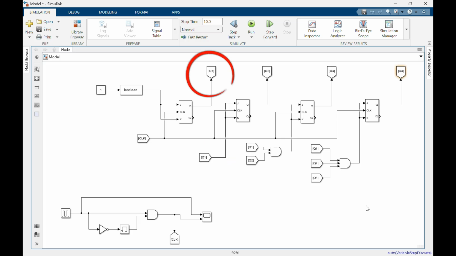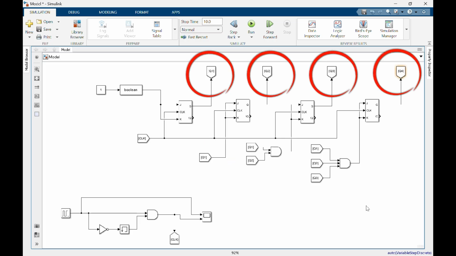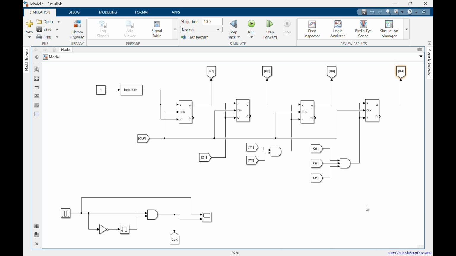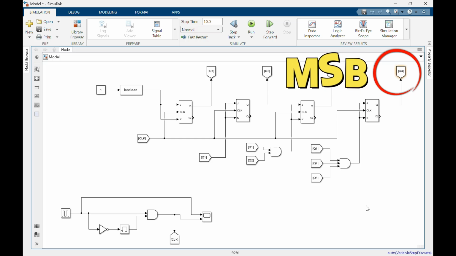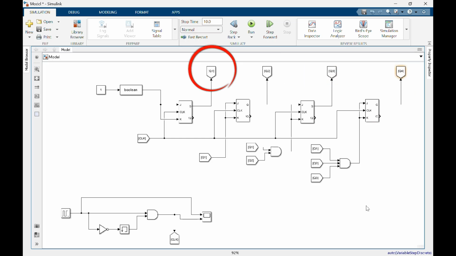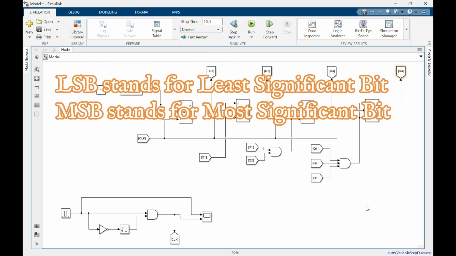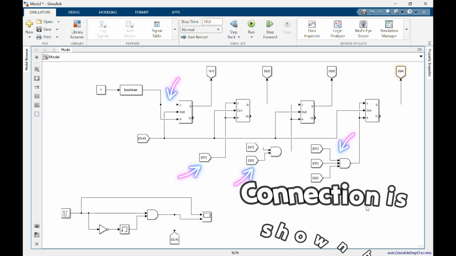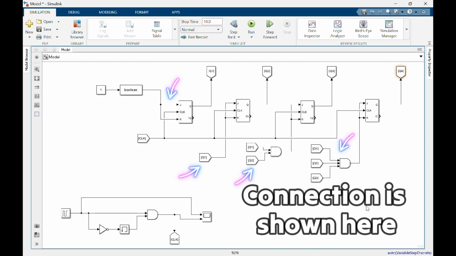Here Q1, Q2, Q3 and Q4 are the outputs of JK flip-flops respectively. Our Q4 is the MSB for our digital counter, while Q1 acts as the LSB. LSB stands for least significant bit and MSB stands for most significant bit. Similarly, the circuit is connected as shown for the other flip-flops.